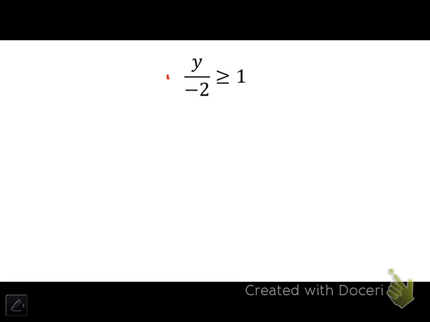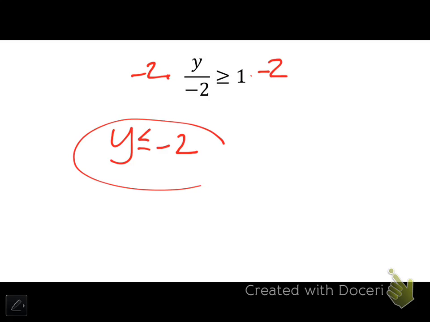Okay, multiply both sides by negative 2 because you got to do the opposite. So y and then negative 2. And then you multiply by a negative, so you have to flip your sign. So there's my answer.